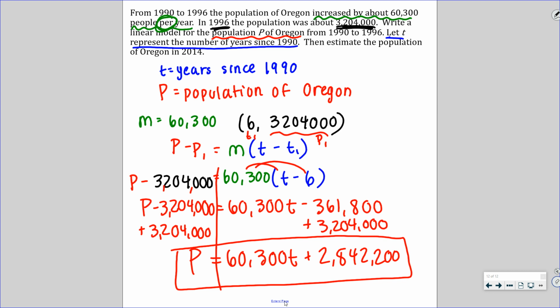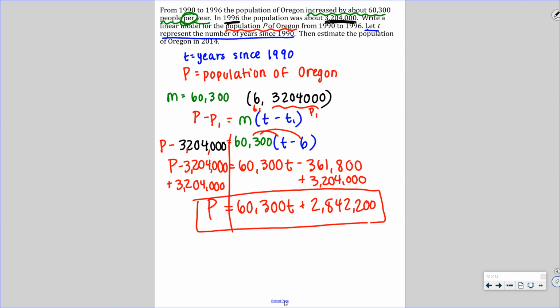Let me ask you this question. Based upon our model, what was the population of Oregon in the year 1990? Brandon? 2,842,200. Good job. 2,842,200. That's our y-intercept. That's our initial population from year 0, which was 1990. Okay, good job. The last thing you have to do is estimate the population of Oregon in 2014.